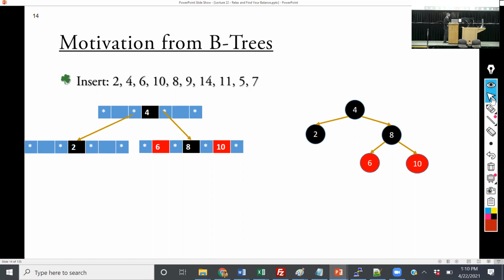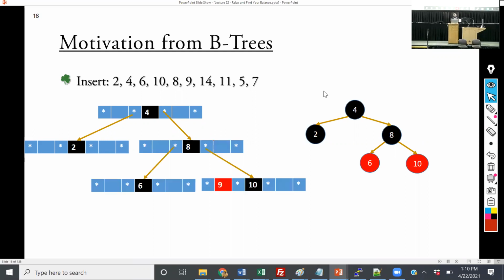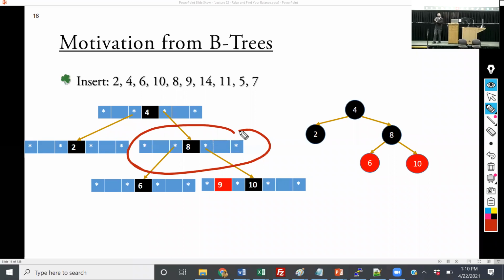Okay, so let's continue. Now we're going to put in 9. We would lift up 8 in this case. And so what we'll see here is that we're going to split. Now, what would we do here when we split this in a normal B tree? What's the next thing that we would do? Everybody remember, we actually did something very similar just now in the review problem. I'm also checking the Slack. Does anybody have any idea?